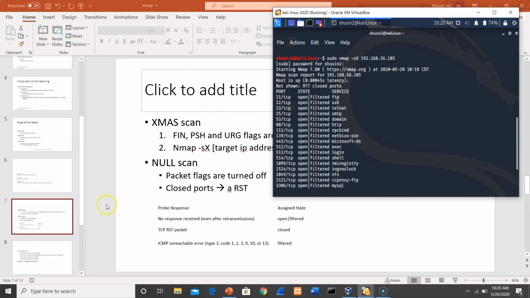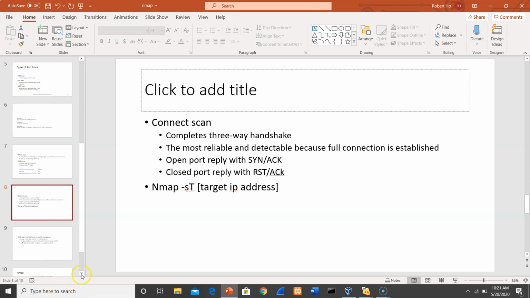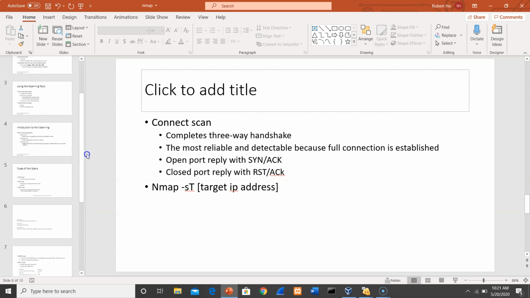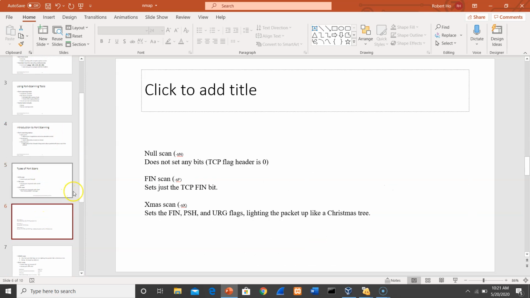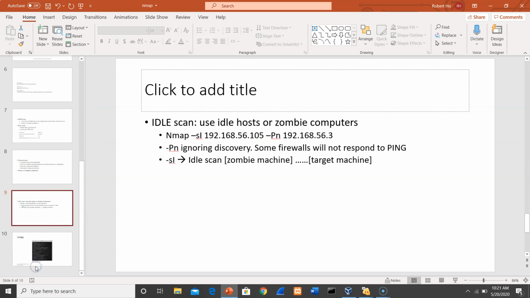So let's do the other one. Instead of the Christmas scan, let's do the idle scan. I like to do the idle one. Let me see the idle. Where's the idle here? Did I have the idle here? Here we go. Idle, right?